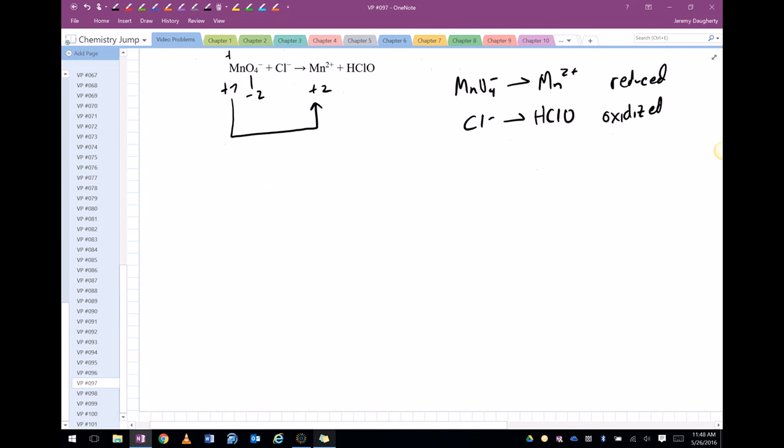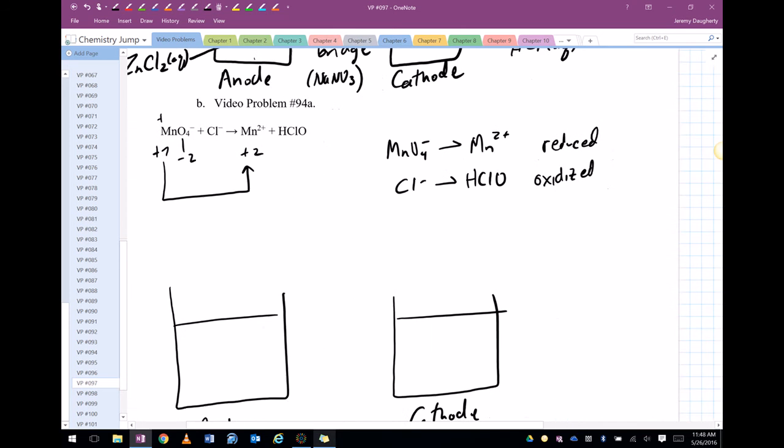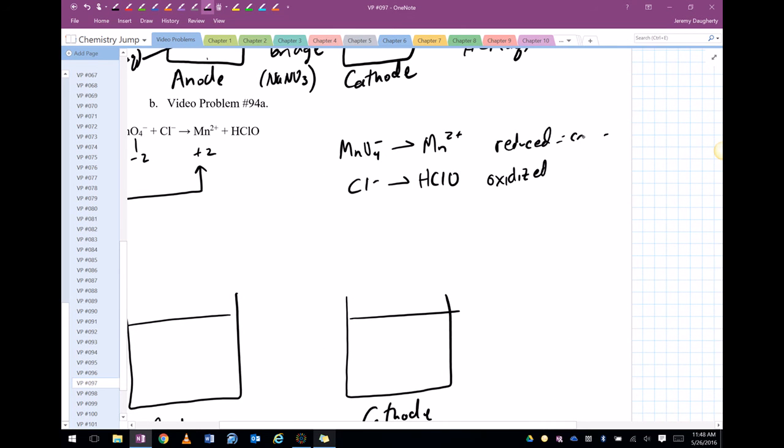Okay, so now I can draw my beakers. Beaker 1, ooh, that was big. Beaker 2. Draw solutions for both of them. Label one of them the anode, the other one the cathode. Remember, what's being reduced occurs at the cathode, and the way I remember it is that they both start with consonants. What's being oxidized occurs at the anode, vowel.